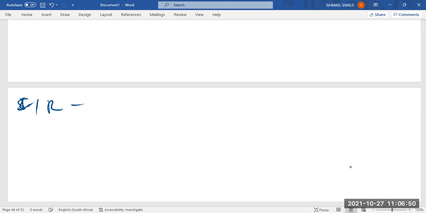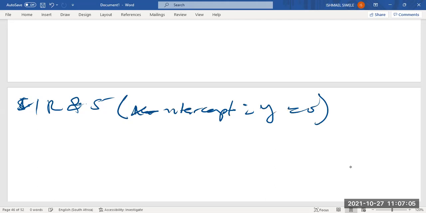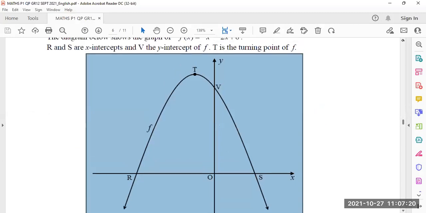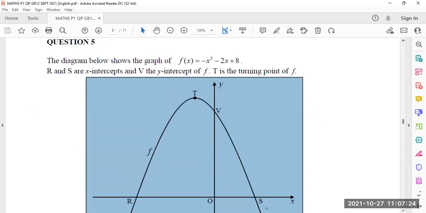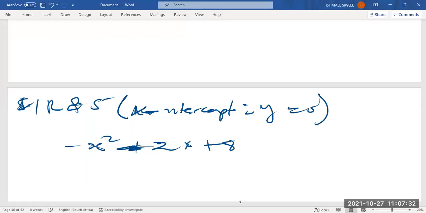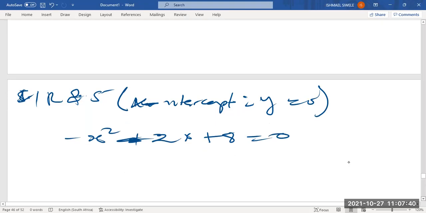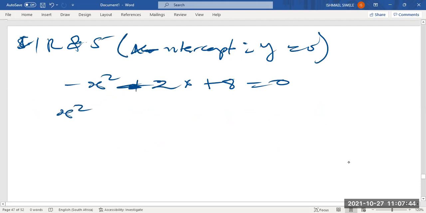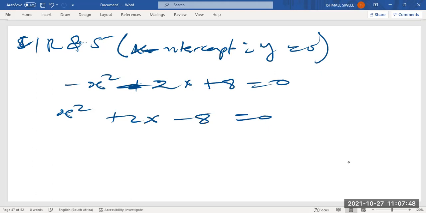So R and S, the x-intercepts, we find them by setting y equal to 0, right? And we know that f of x was given to us as negative x squared minus 2x plus 8. This is my f of x, and I'm setting it equal to 0. Dividing by negative, I'm going to have x squared plus 2x minus 8 equals 0, right?